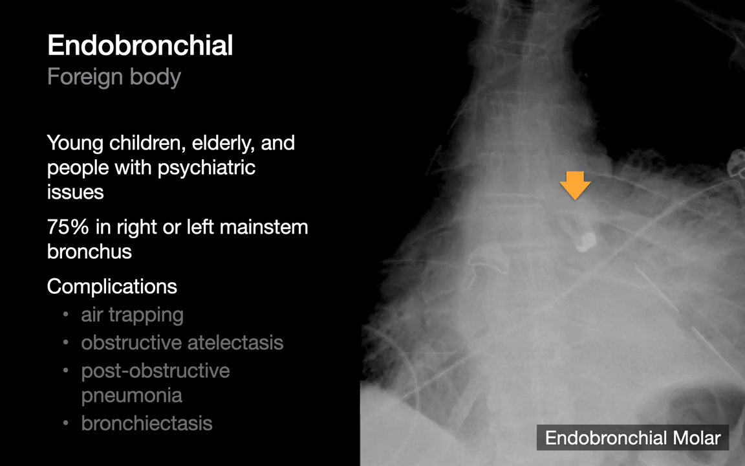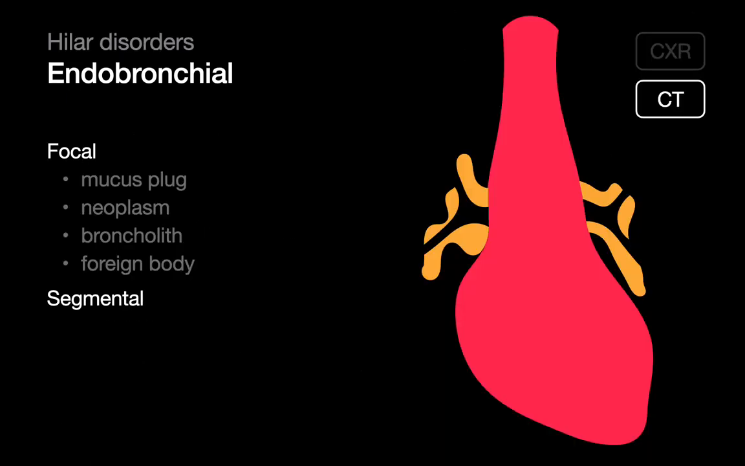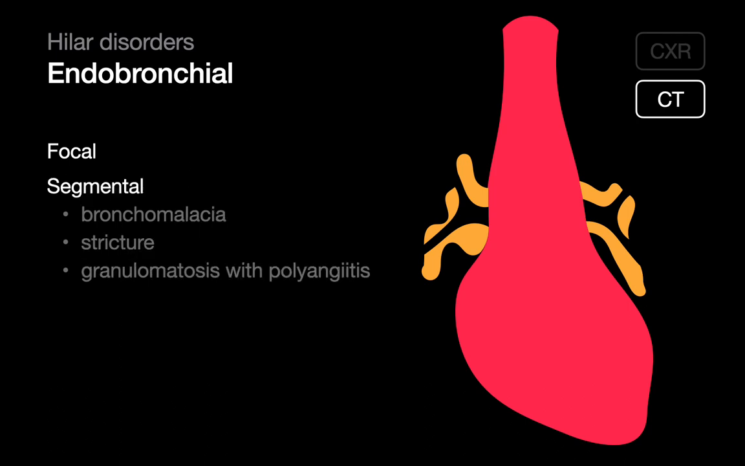This is the chest x-ray of the patient we just saw on the last few slides, and you can actually see the molar on this image, which even contains what looks like either a dental crown or a filling. So those are the top four focal endobronchial disorders. There are three segmental endobronchial disorders I'd also like you to be familiar with: bronchomalacia, bronchial strictures, and GPA.